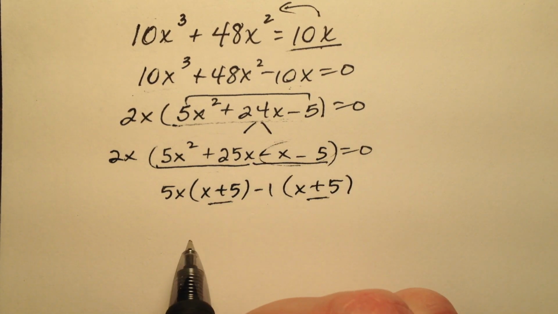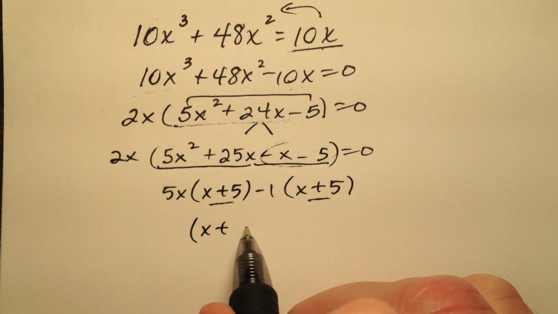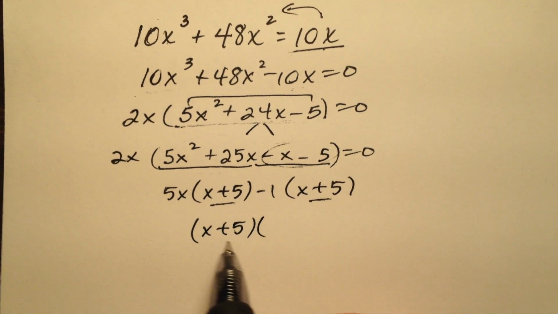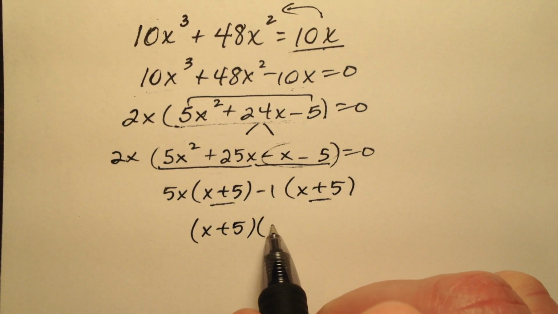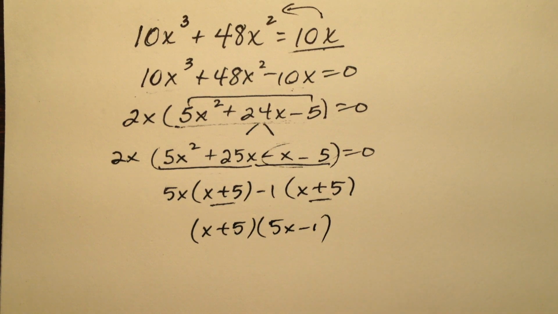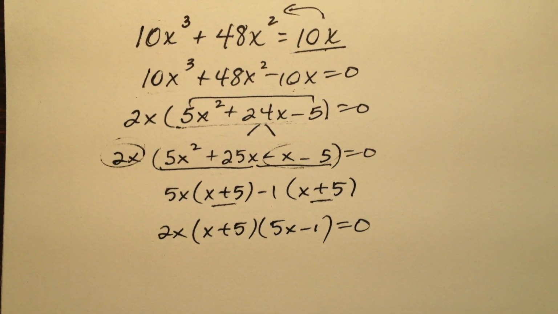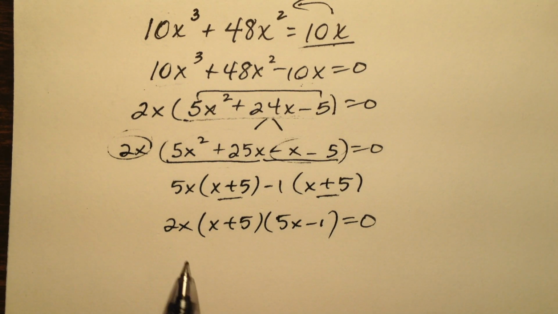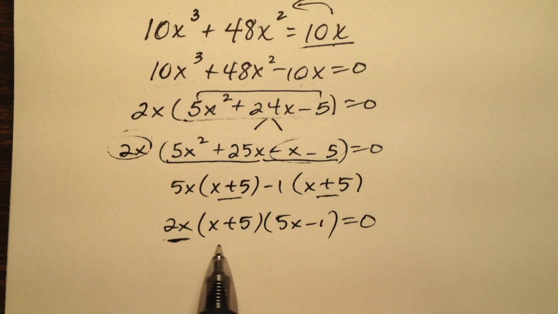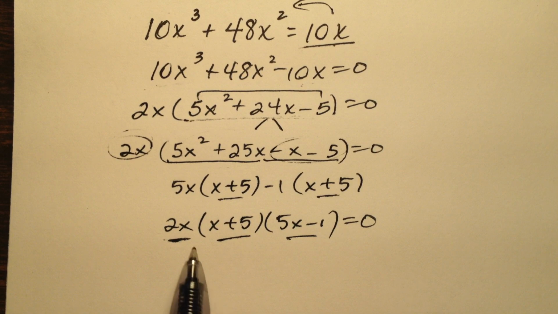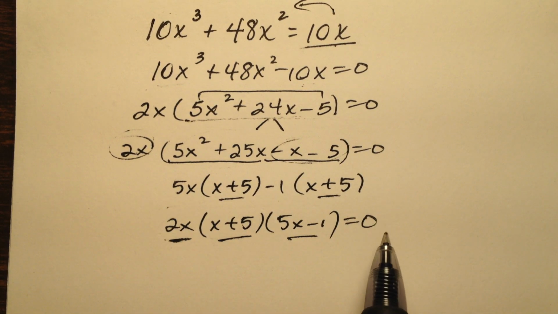So my x plus 5 leftovers are the same. So x plus 5 here, and then 5x minus 1 will be my other one, and I can't forget my 2x, which was my greatest common factor at the beginning that I pulled out. So I'm going to bring it down as well. Now I have 1, 2, 3 factors that are all being multiplied that give me 0.